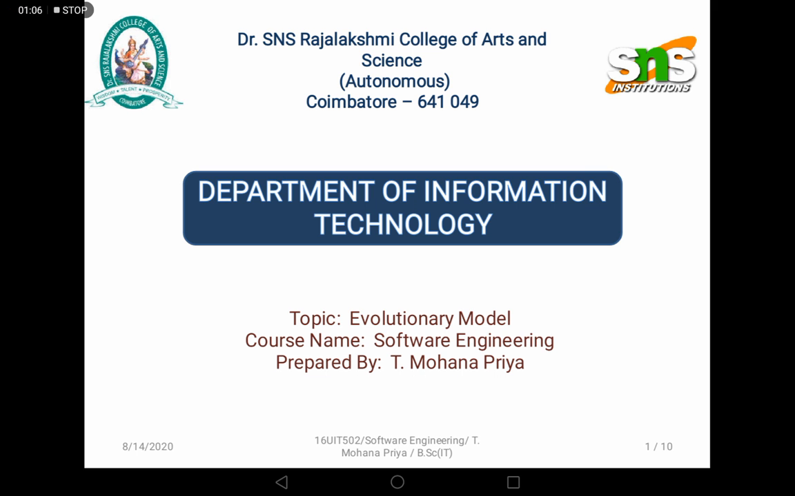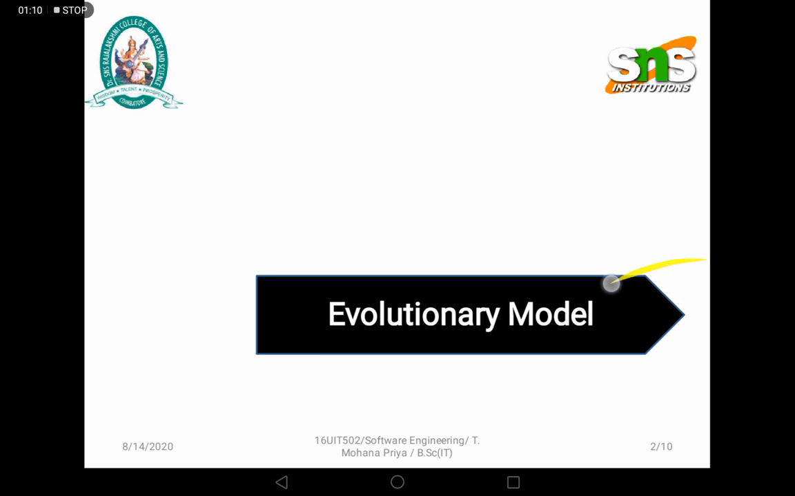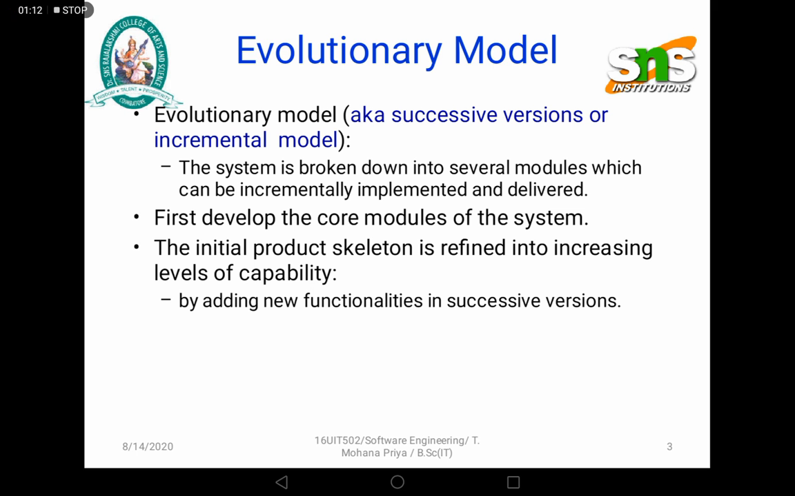Let's enter into the session on the evolutionary model. Another name for the evolutionary model is the successive versions or incremental model. Evolutionary means that you may add new functions to the existing product, to the existing system. It is called the evolutionary model.